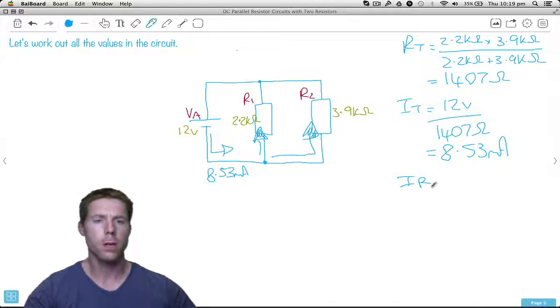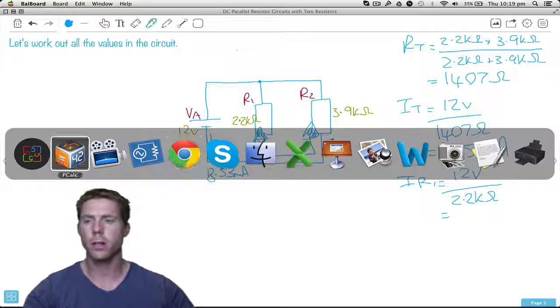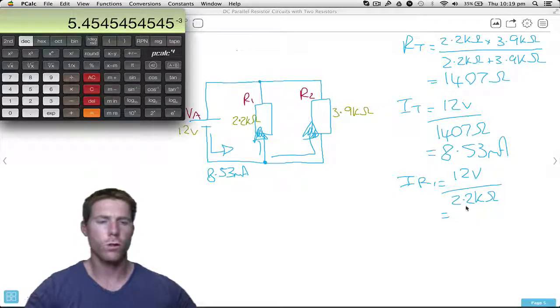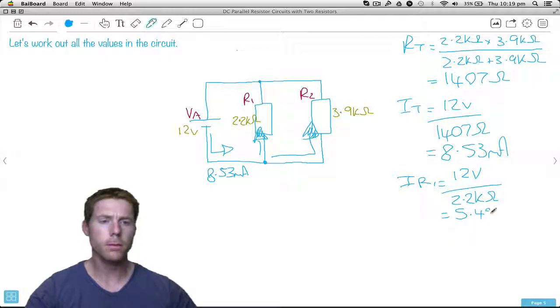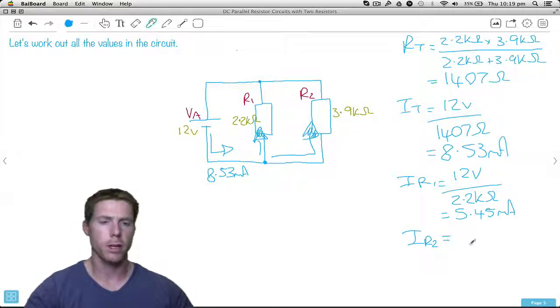Well, to get the current through resistor 1, we need the voltage of resistor 1, which is 12 volts, because it's in parallel, divided by the resistance of resistor 1, which is 2.2k. And that's how we get the current through resistor 1. 12 volts divided by 2.2k, 5.45 milli. So, of that 8.53, most of it goes up the 2.2k resistor, and we'll find out that not as much goes up to 3.9.